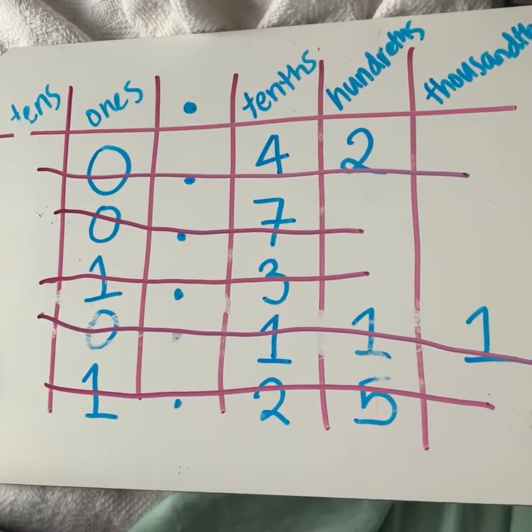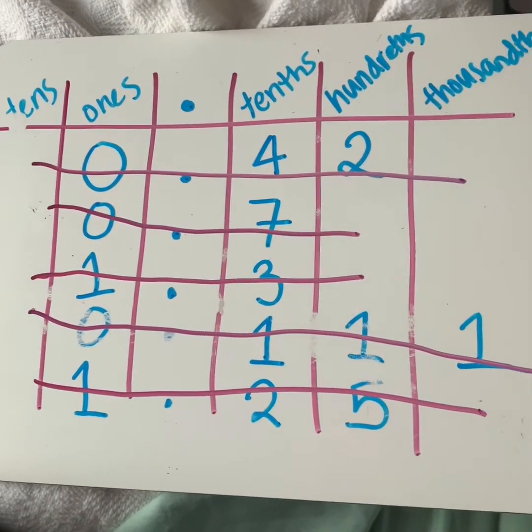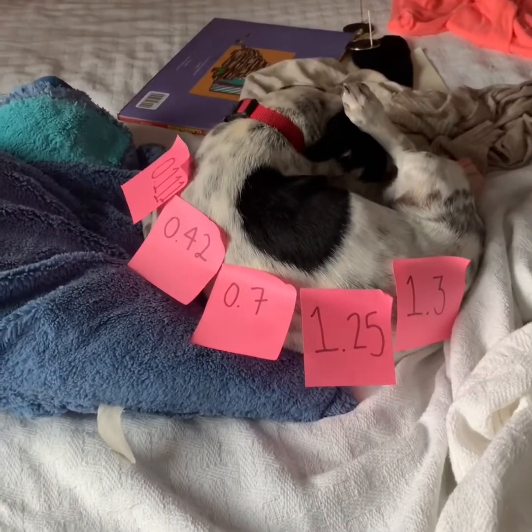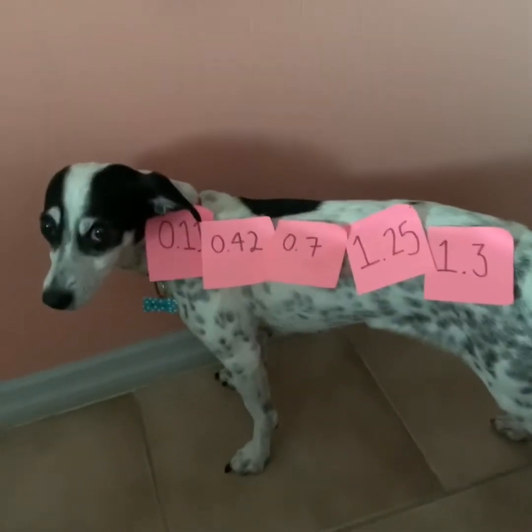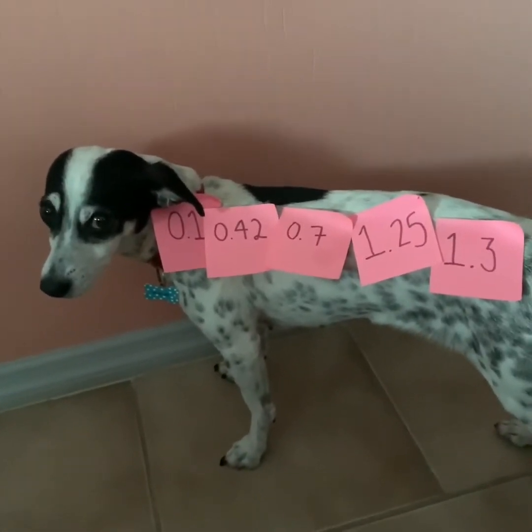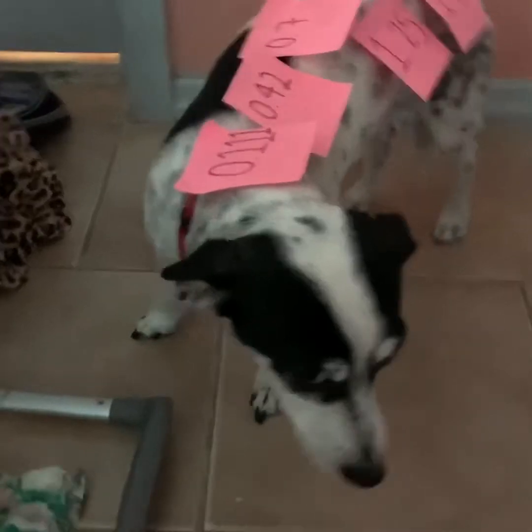Now I made sure that I sorted all of the decimals on my place value chart, and I have them in order from least to greatest. And now we are all ready to go return these to Ms. Foxy's house. All right, you ready to go?